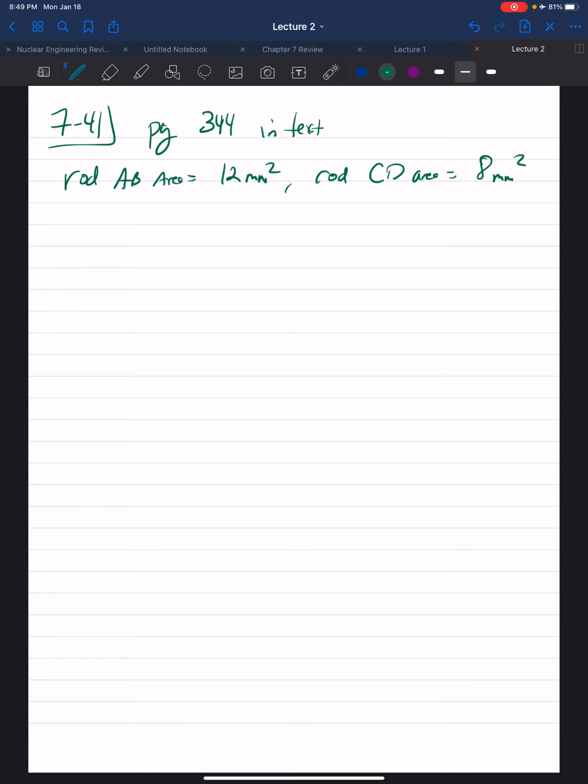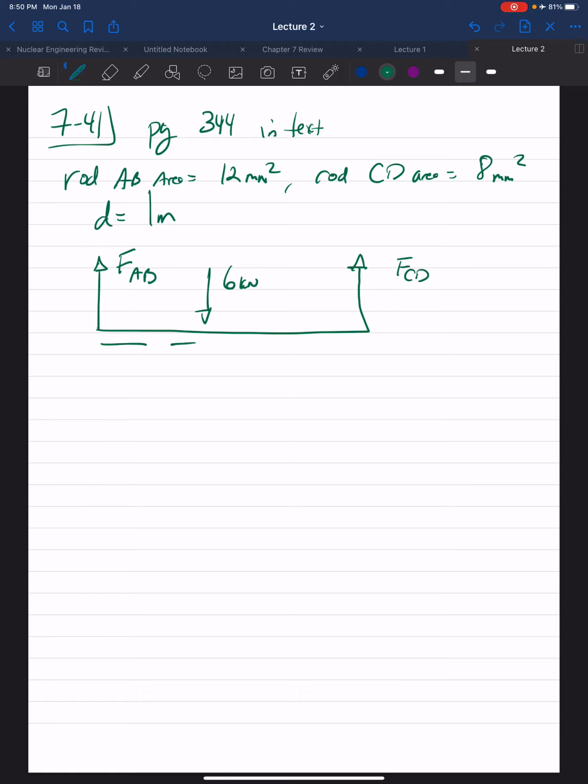If the distance d equals 1 meter, determine the average normal stress in each rod. So drawing our free body diagram, this is our force in rod CD. This is our force in rod AB. And we have our 6 kilonewton force coming down here. This is 1 meter, and the entire length is 3 meters.